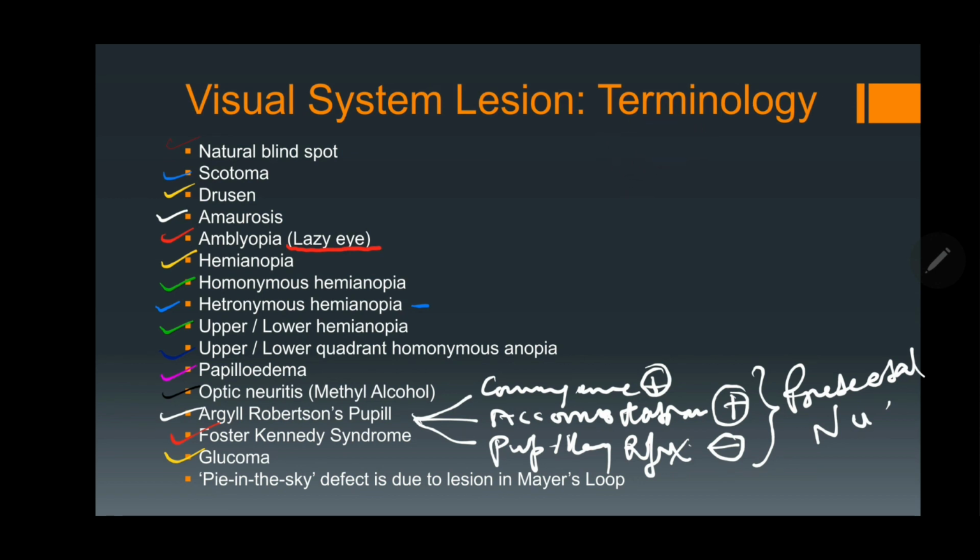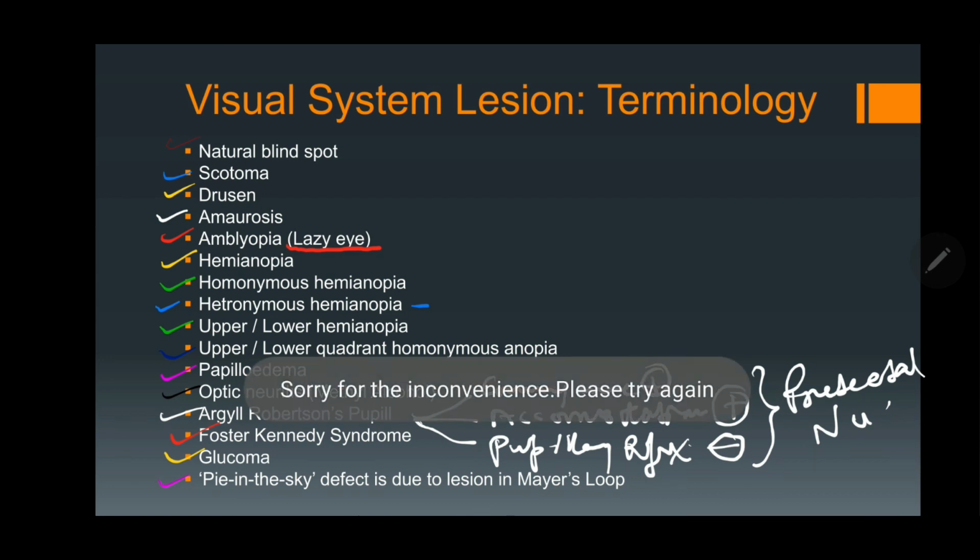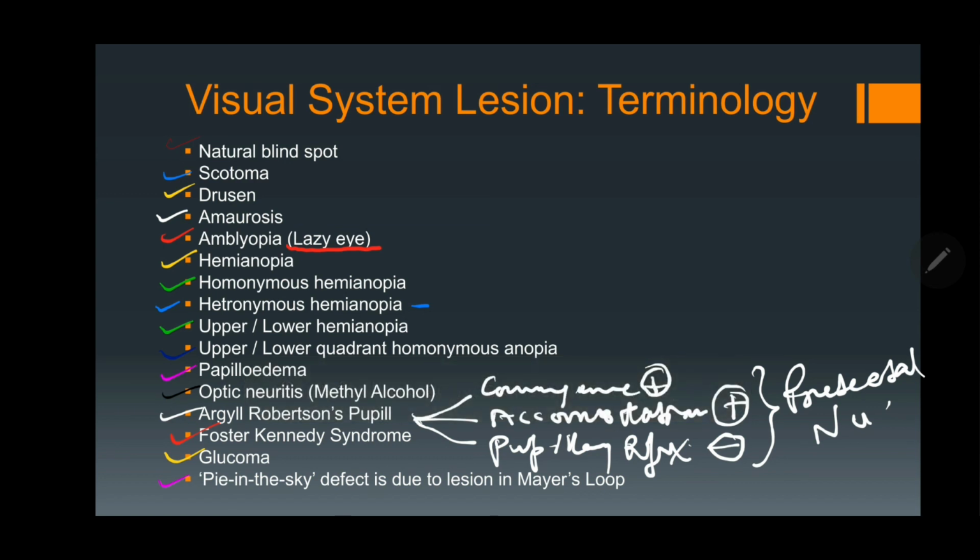And this I have already taught you, it is the pie in the sky. That's a defect due to a lesion in the Meyer's loop. So you will find blindness in the upper quadrant of the opposite half of your field of view. Got it? So that's called the pie in the sky.